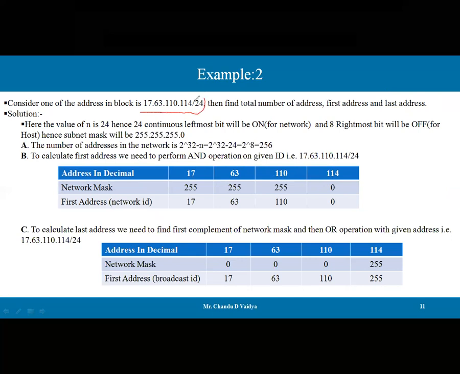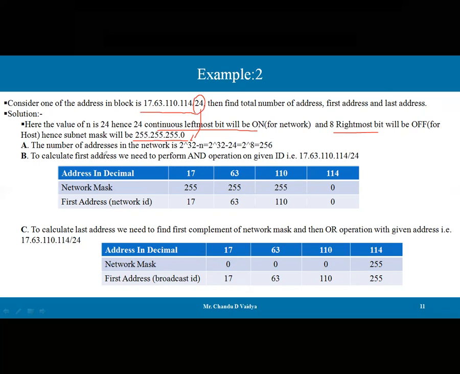Consider one of the addresses in the block 17.63.110.114/24. अभी यहाँ पर हमने /24 की वैल्यू ली है, तो /24 के हिसाब से क्या करेंगे हम? 24 नंबर ऑफ बिट्स विल बी ऑन कंटिन्यूअस, लेफ्ट मोस्ट बिट्स कंटिन्यूअसली ऑन करेंगे, और राइट मोस्ट के जो 8 बिट्स है उसको ऑफ करेंगे. तो उसके लिए सबनेट मास्क हमने ले लिया, डिफॉल्ट सबनेट मास्क. क्लास सी का एड्रेस आएगा, लेकिन क्लास का फंडा यहाँ पर है नहीं. 24 नंबर ऑफ बिट्स हमने ऑन कर दिए, तो इसके हिसाब से 255.255.255.0 सबनेट मास्क निकल रहा है.